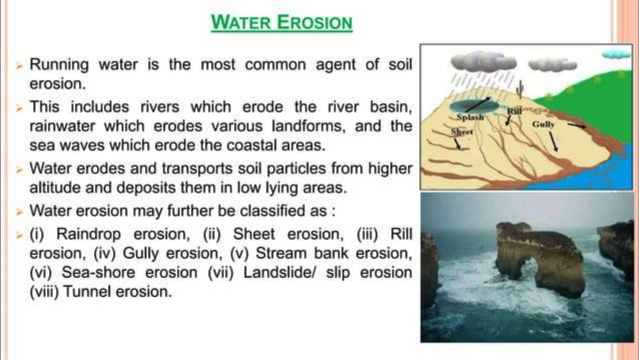Water erosion may further be classified as: rain drop erosion, sheet erosion, rill erosion, gully erosion, stream bank erosion, seashore erosion, landslide erosion, and tunnel erosion.